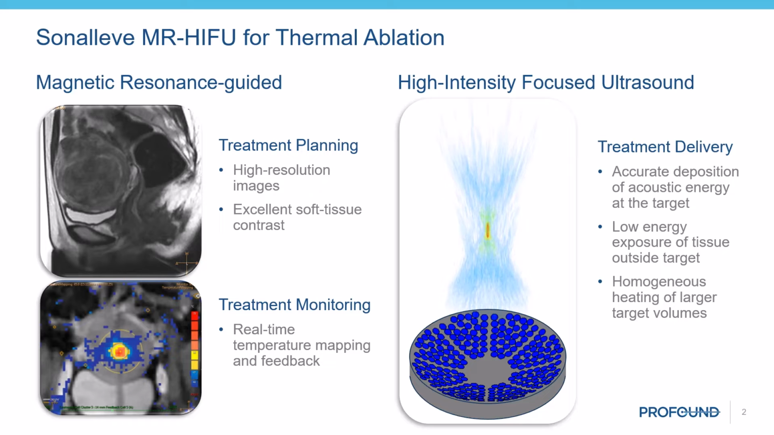The heating source in Sonalleve is a high-intensity focused ultrasound transducer, which consists of 256 ultrasound elements that can be separately controlled. This enables accurate deposition of acoustic energy at the target while maintaining a low energy exposure outside the target. The natural focus size of the HIFU transducer is only about 2 × 2 × 10 mm, but larger target volumes can also be uniformly heated using the Sonalleve volumetric heating technology.